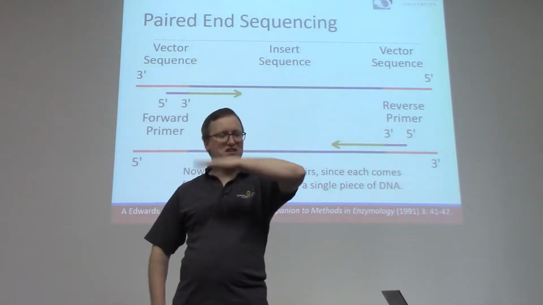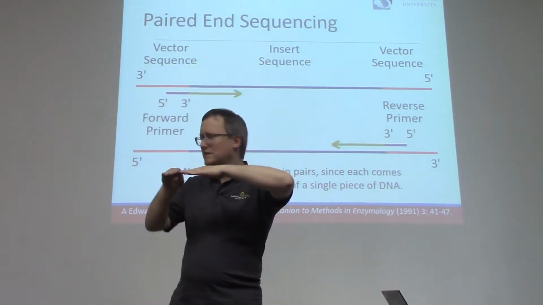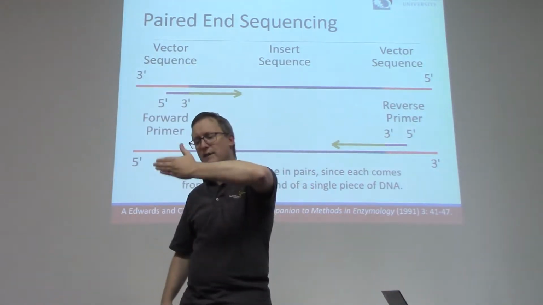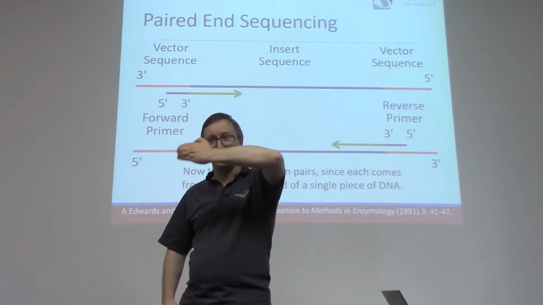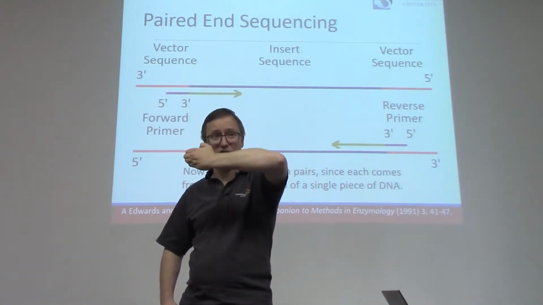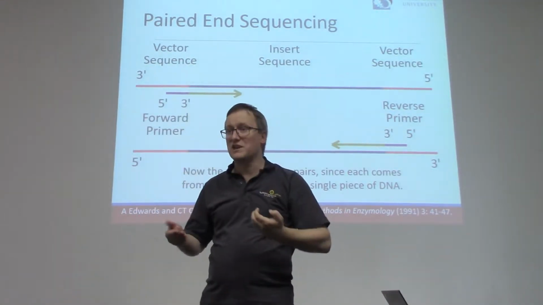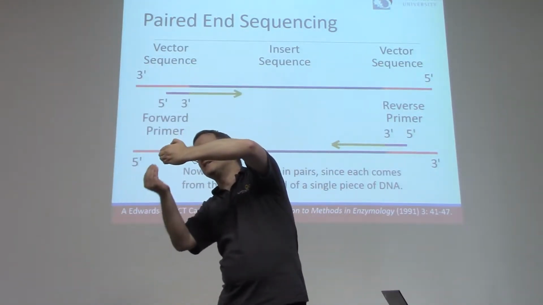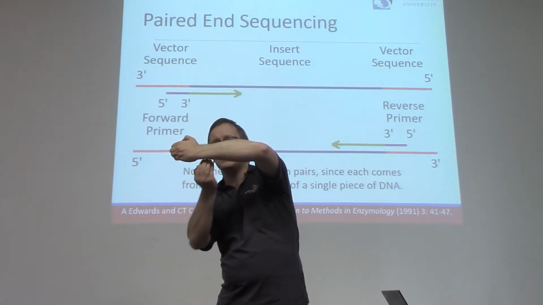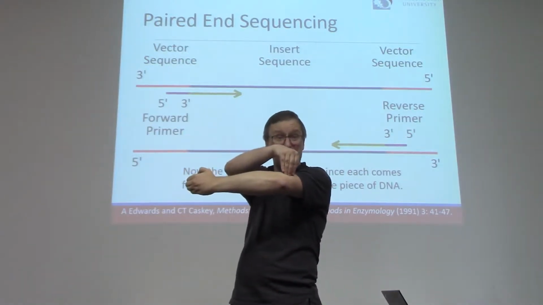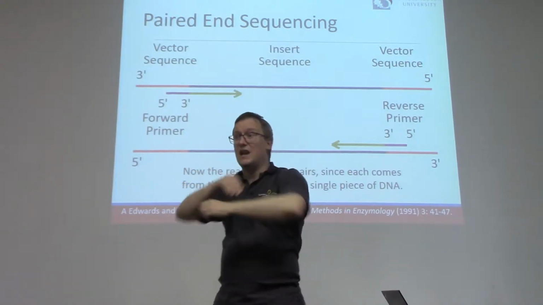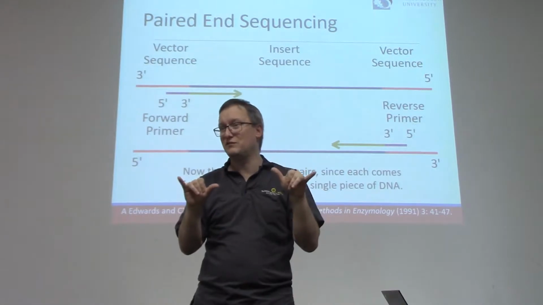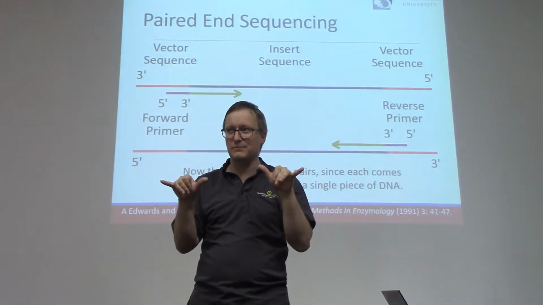So imagine you have this template or insert sequence, and it's got these adapters on either end. The vector sequence just reflects the way you created your library. What you really want to sequence, though, are the two ends of this piece of insert sequence. So most of our sequencing technologies allow us to kind of work our way in from one side. So we can sequence in a little bit from this end, and we can sequence in on the complementary strand from this end. Now we have two patches of sequence that are on the same physical piece of DNA, but they're at opposite ends.